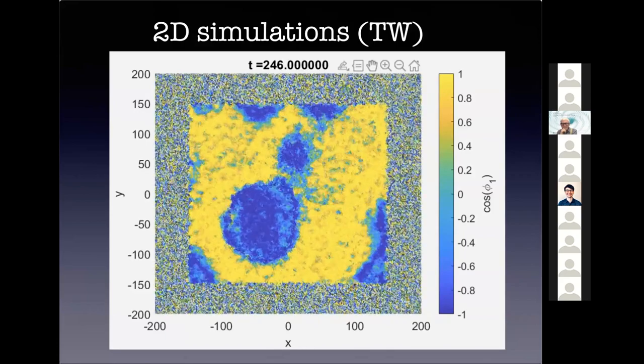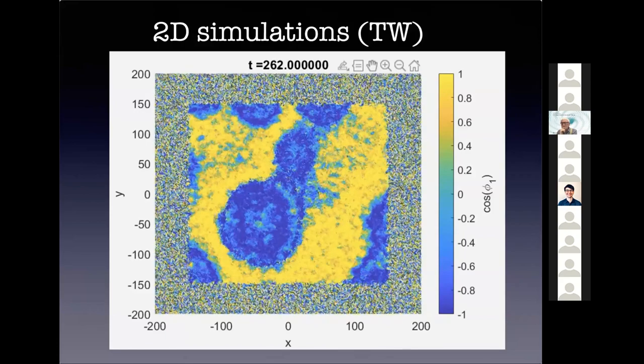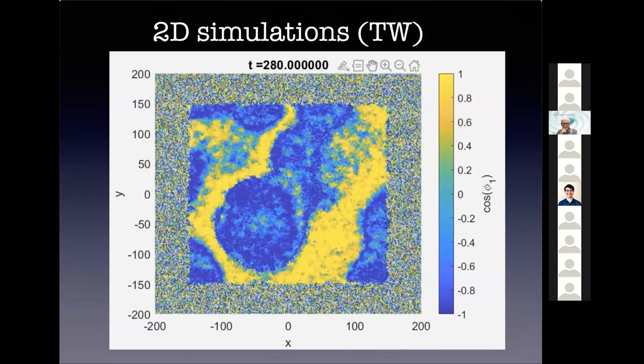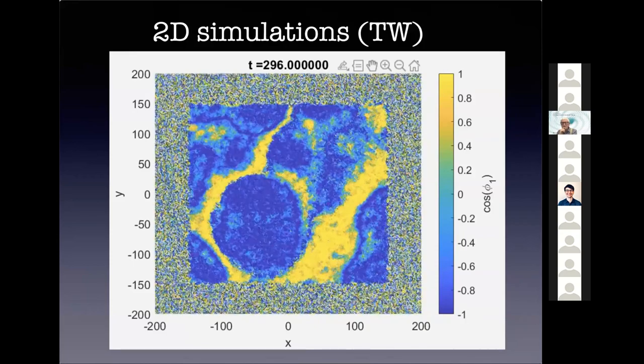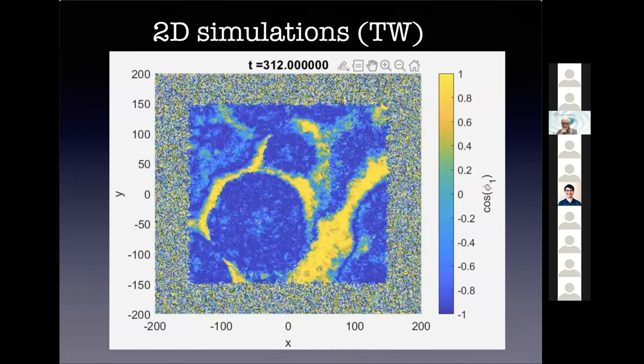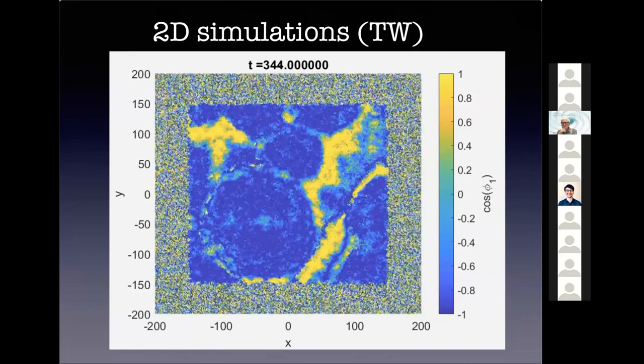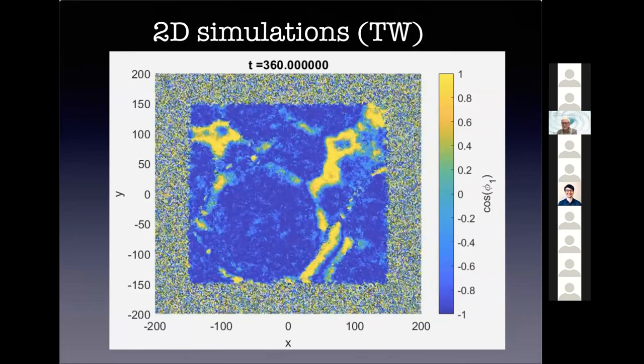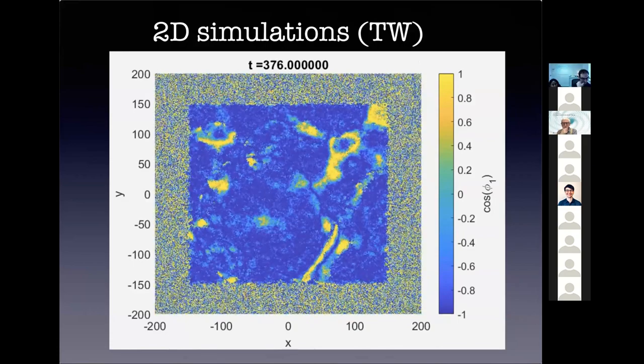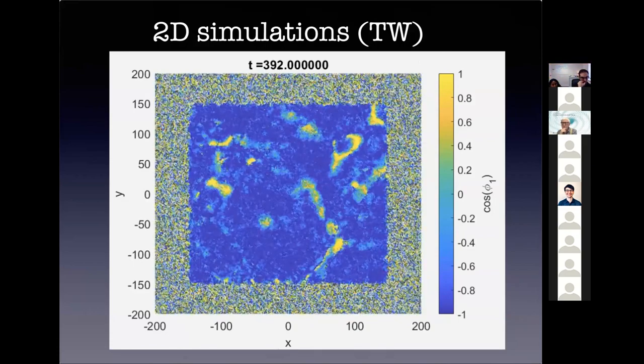This is a periodic simulation in the sense that there's another identical square beyond the edge, and you could have some information passed from one square to the next through the trapping barrier.